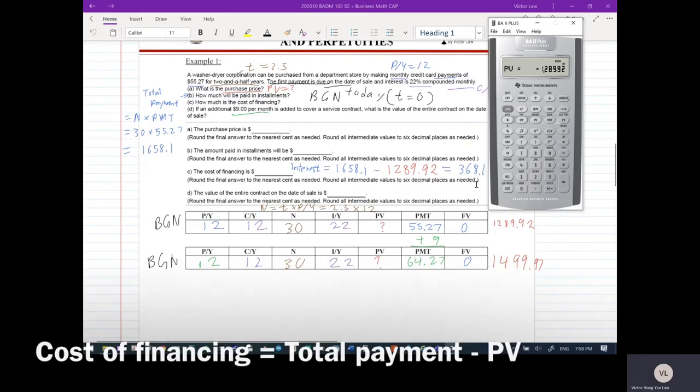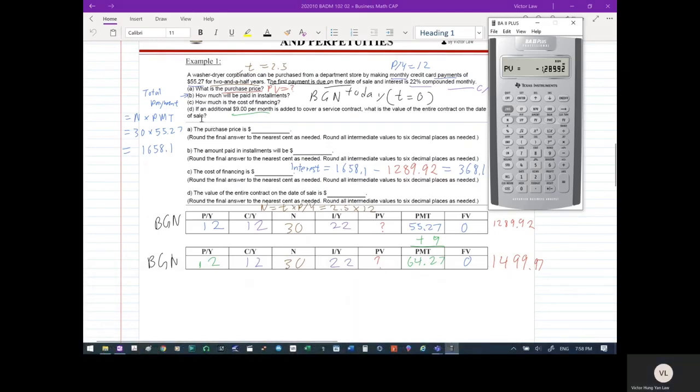That's the interest. In part D, if an additional $9 per month is added to cover a service cost, what is the value of the entire contract on the date of sales? The only thing new about part D is that now we're adding $9 to the PMT, and we're looking for the new present value. So the PMT is now $64.27. We can just change the PMT to $64.27, and then compute for present value, and we'll get $1499.97.